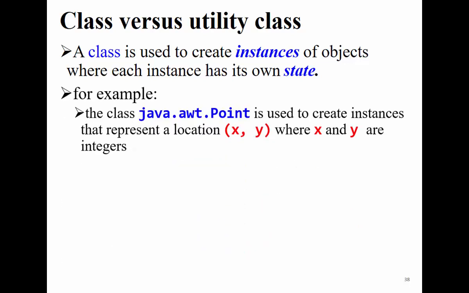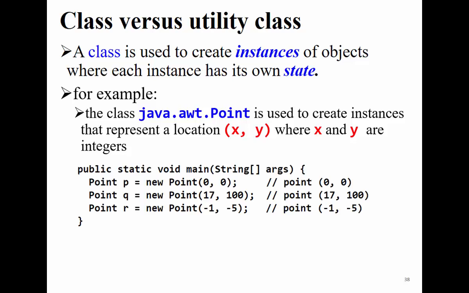For example, inside Java, you have the class called Point, which is for graphics. You can create x and y, and you give a value for x and a value for y, different from the second point. So here, for example, you create 3 points: 0, 0, then 17, 100, and -1, 5. You create these points in your code, and each point has its own state value.